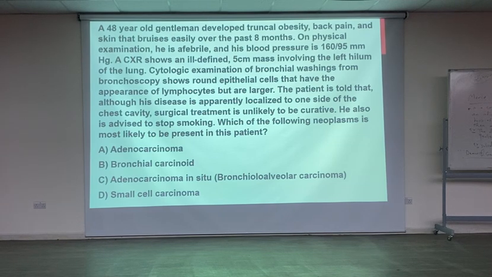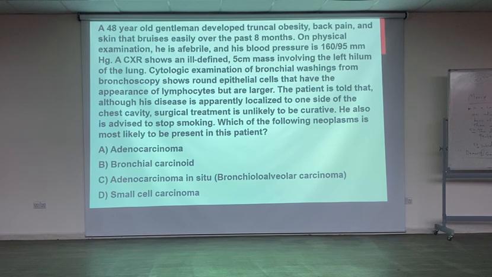Okay, we have a 48 years old gentleman developed truncal obesity, back pain, skin that bruises easily over the past 8 months. On physical exam, he is afebrile, his blood pressure is about 160 over 95 millimeter of mercury, يعني مرتفع ضغطه شوي. Chest X-ray shows an ill-defined 5 centimeter mass involving the left hilum of the lung.